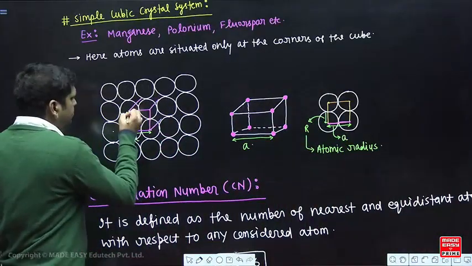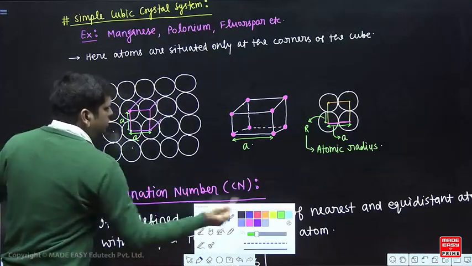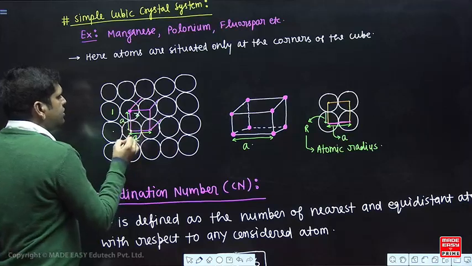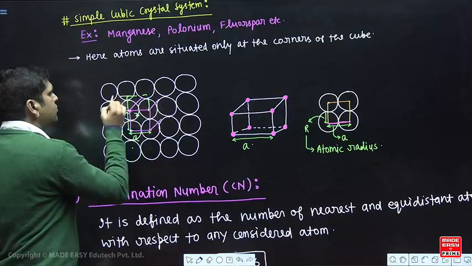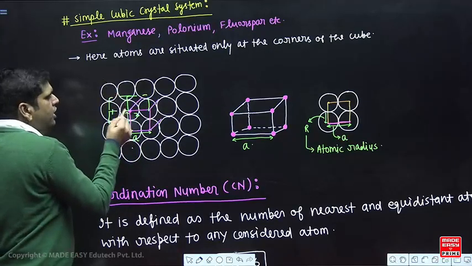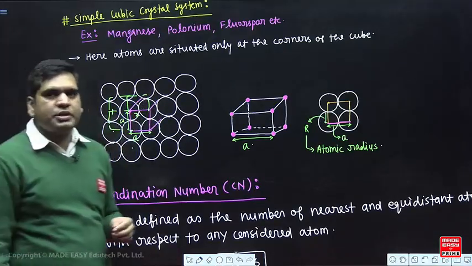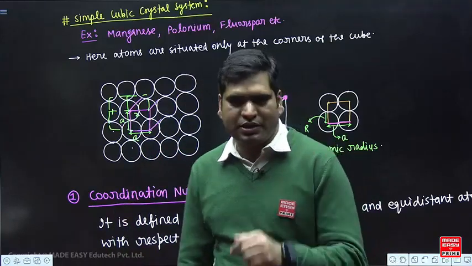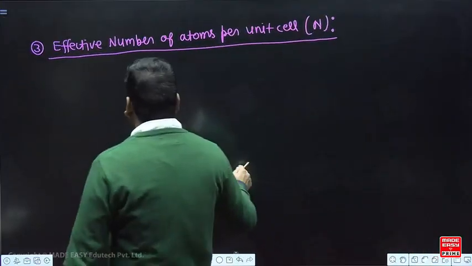This corner atom is participating in 8 cells. How? One cell this, one this, right? You go like this, like this, like this. 4 are visible and 4 are backside. So this one atom is participating in 8 cells. If an atom is participating in 8 cells, how much will it contribute in one cell? 1 by 8. So each corner atom is contributing 1 by 8 in a cell.